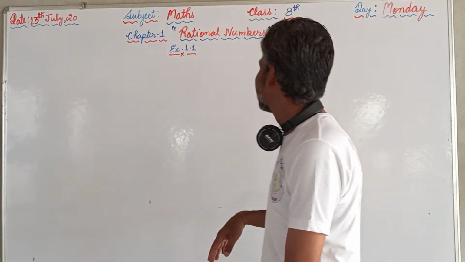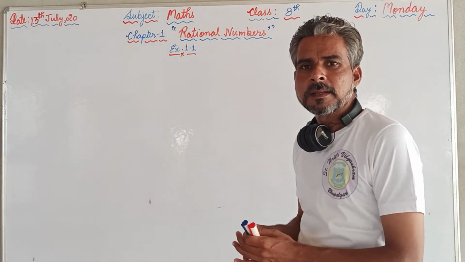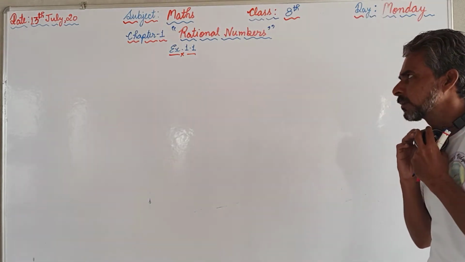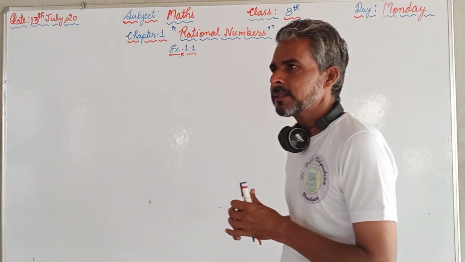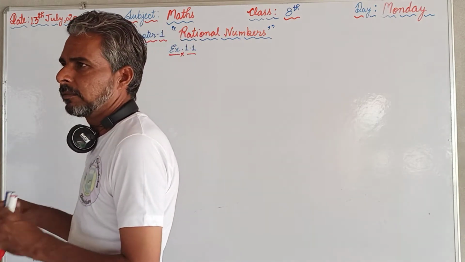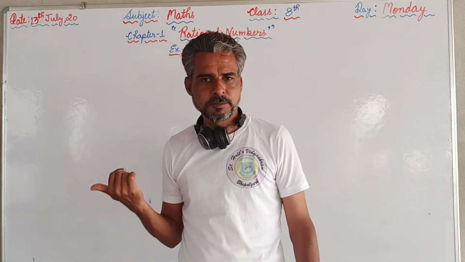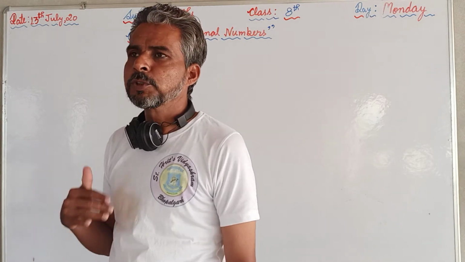This video is for class 8. Subject is maths, and the chapter is chapter 1, whose name is rational numbers. And we will proceed with exercise 1.1. First question we have already discussed one part. One part was for the homework. We will start from question number 2.